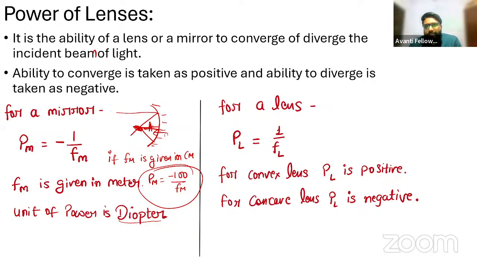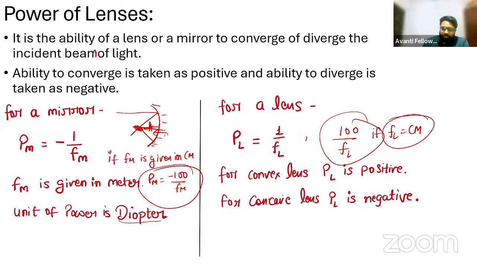So power of a lens is nothing but 1/fl. Similarly if fl is given in centimeters, you will use this formula, 100/fl. For a convex lens, PL is positive, power is positive. For a concave lens, power will be negative, because it diverges, simple. Similarly, this analogy you can use for the mirror also. For a concave mirror, power is positive. For a convex mirror like this, it is diverging, so power is negative.